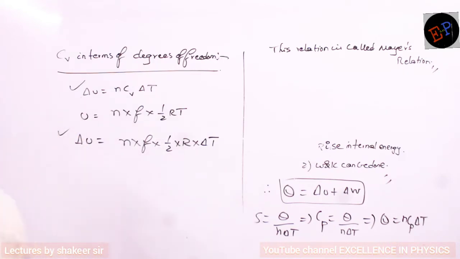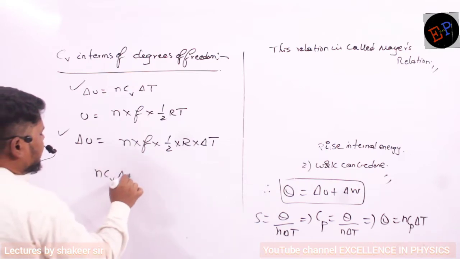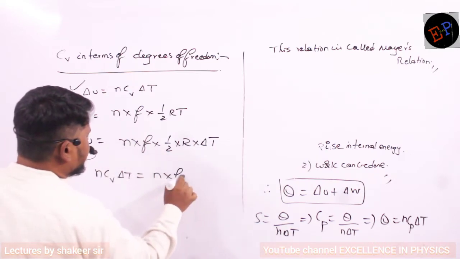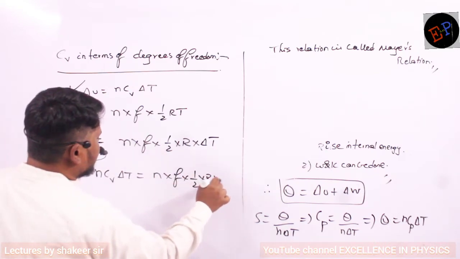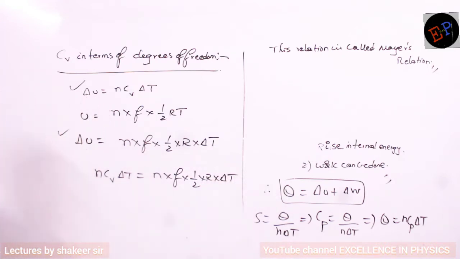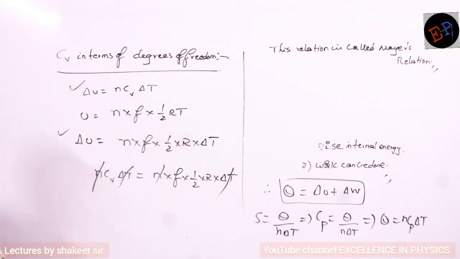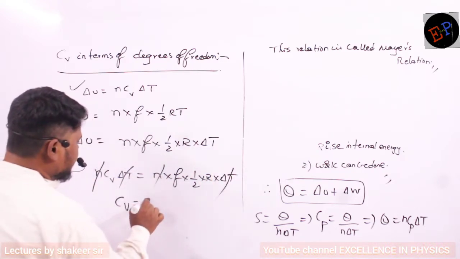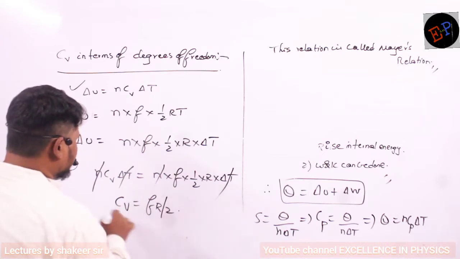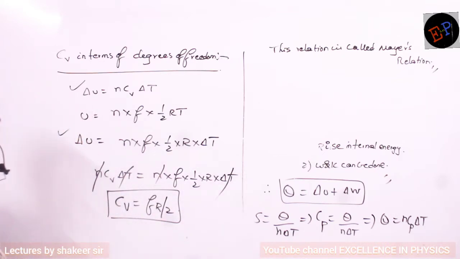So if I equate them, what will I get? Therefore, nCvΔT is equal to n into f into half into R into ΔT. Now, what are the terms which can cancel? nΔT will get cancelled. So therefore, what is the equation of Cv? Cv = fR divided by 2. Very, very important equation.